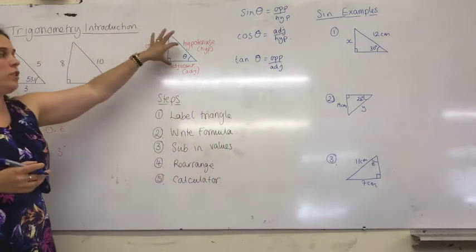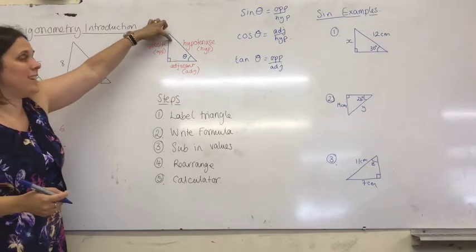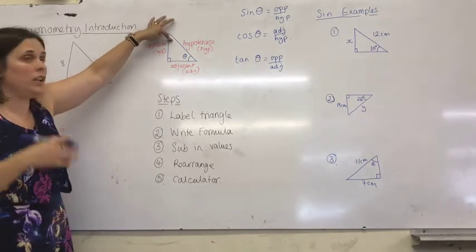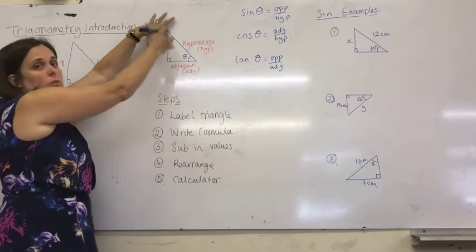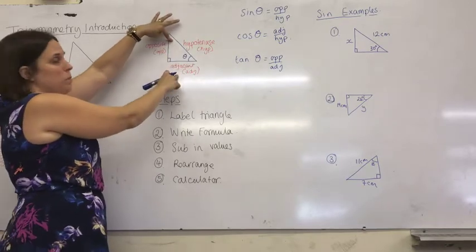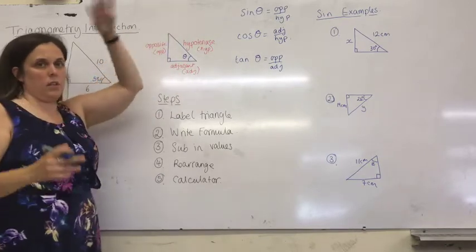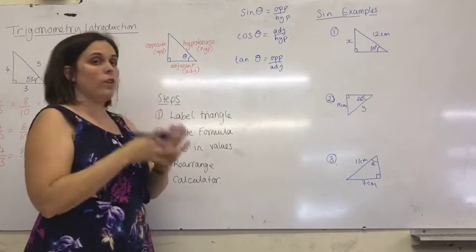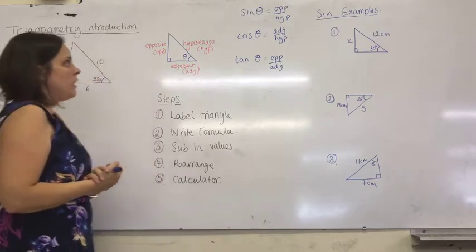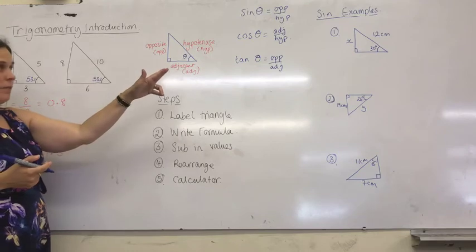Now, as I say, I could have labelled that differently, so I could have chosen this angle here, and if I had done, the only thing that changes, hypotenuse is always the same, but this side would have been opposite and this side would have been adjacent. So it depends in the question on what angle it is you're looking at. So those are the three formulae, okay?